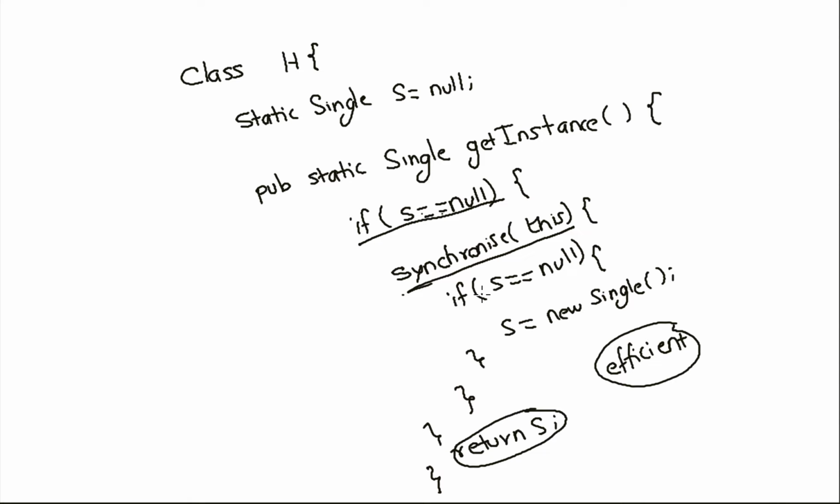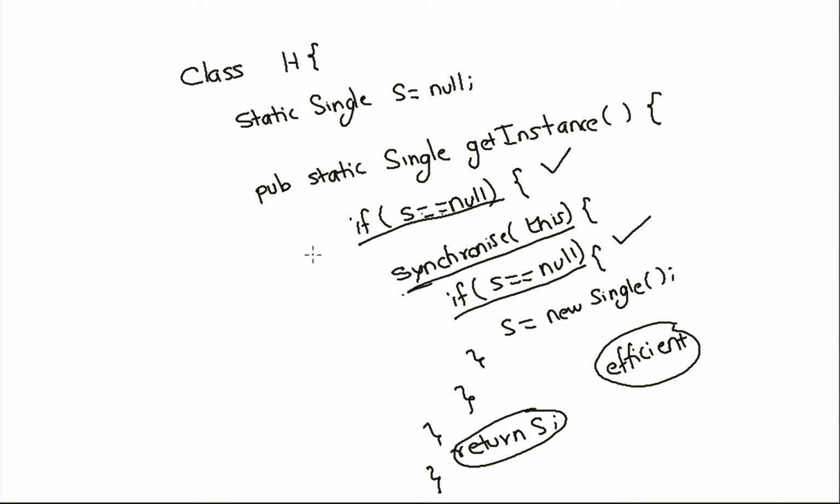Now here it is supposed to check s equal to null again, because during this time, during the synchronization, the other thread might have created this object. So it has to do this checking once again, and after the checking it has to create the single object. If it is already created, then it has to simply come out of the synchronized block and simply return the s. Now here you see this checking is done twice.